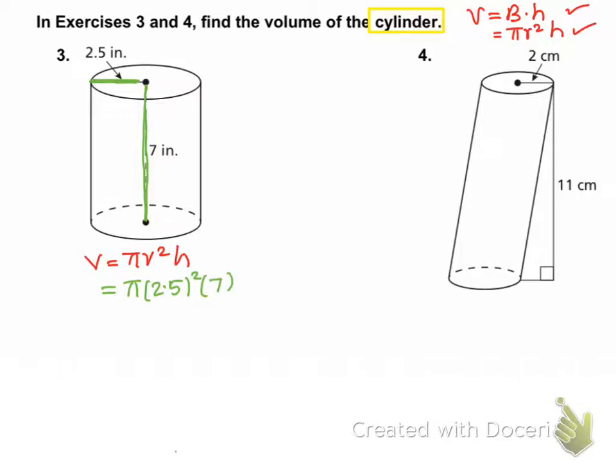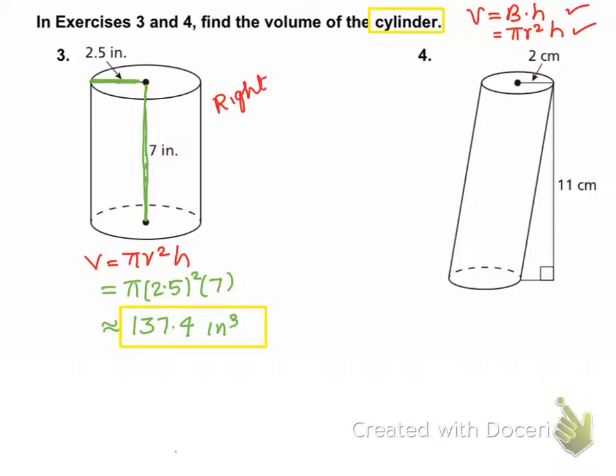Now one thing you have to be super careful about, because you don't want deviated values: you have to use the pi button on your calculator. You're not supposed to plug in 3.14, otherwise your value will be a little bit deviated. When you plug it in and round to the nearest tenth, because it's not going to be exact, you get 137.4 inches cubed. That's your answer for this cylinder. Keep in mind, volume's unit is units cubed. This was a right cylinder.